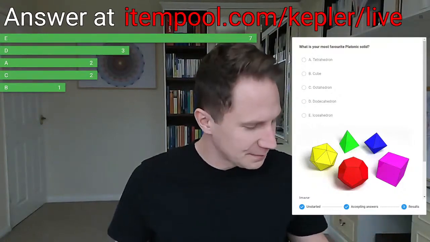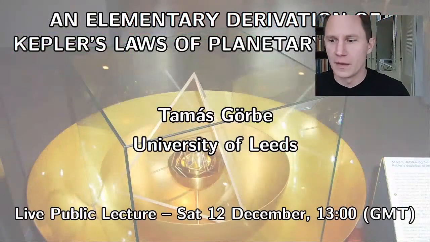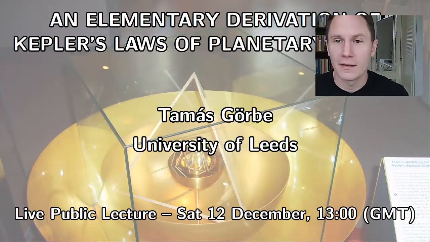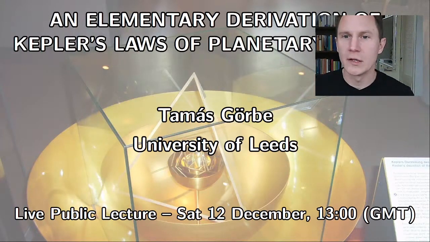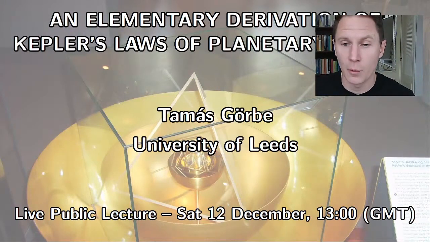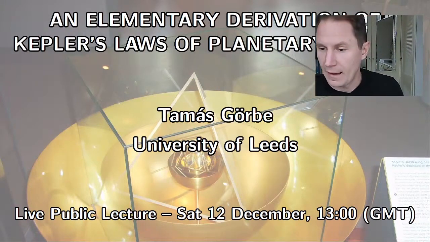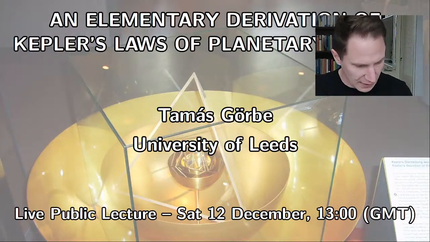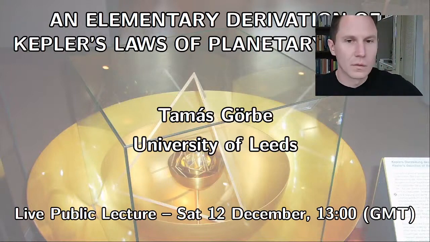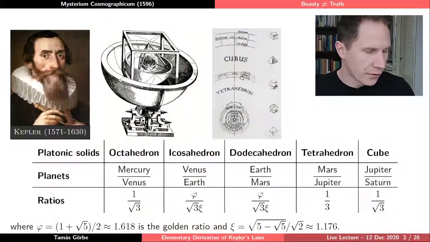So as I said, this lecture is about the Kepler laws of planetary motion. And my aim is to show you how Newton's F = ma and the universal law of gravitation can be used to derive Kepler's laws. So that's the plan, at least. We'll see how it goes. So let me go to the first slide.